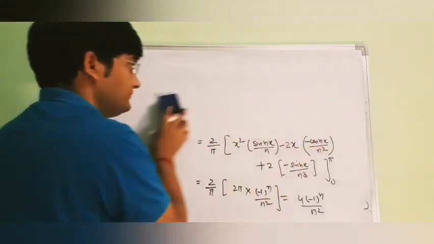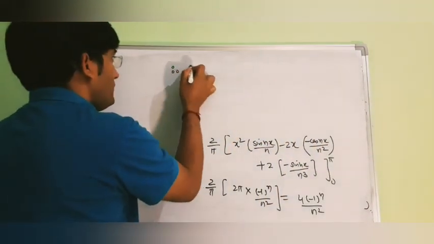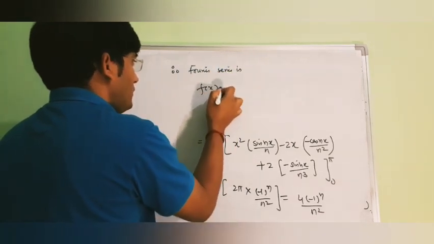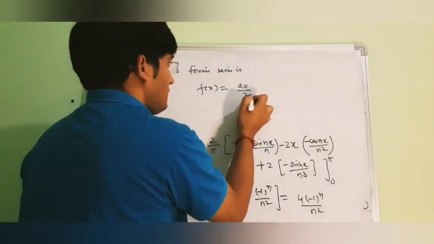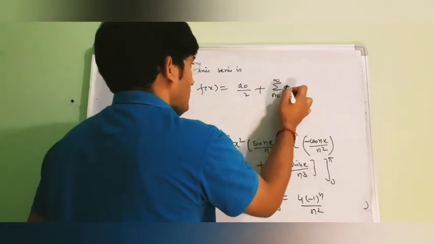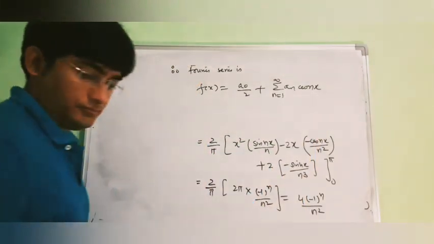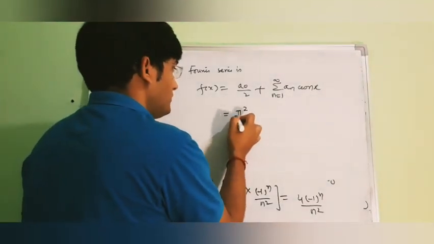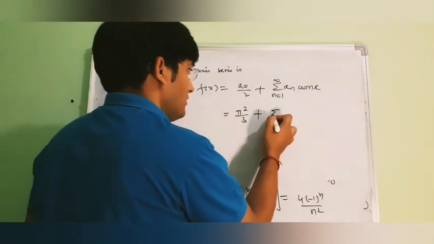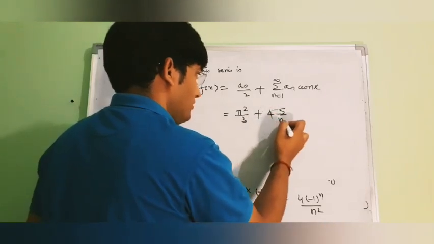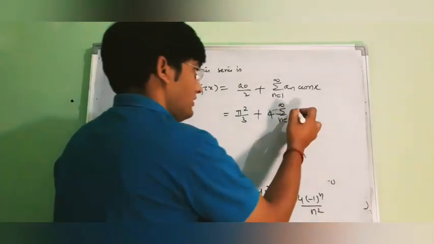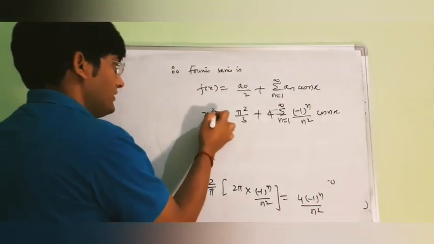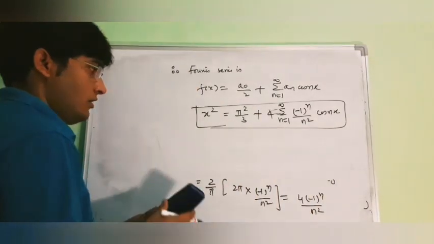So Fourier series is, therefore, f(x) equal to a0 by 2 plus summation an cos nx. So a0 was 2 pi square by 3, so this will be your pi square by 3, and an is, you can take 4 outside the summation, then in the bracket we will have (-1)^n upon n square cos nx, and in the left hand side we will have x square. So this is your answer.